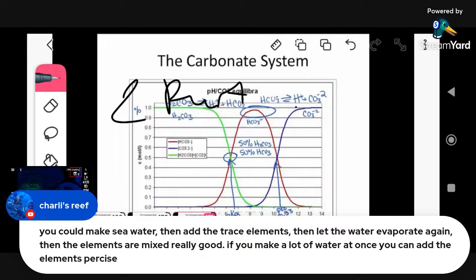All right. You can make seawater, then add trace elements, then let the water evaporate again. Then the elements are mixed really good. You make a lot of salt water once. You can add the elements precise. Yep. And then Charlie's Reef.